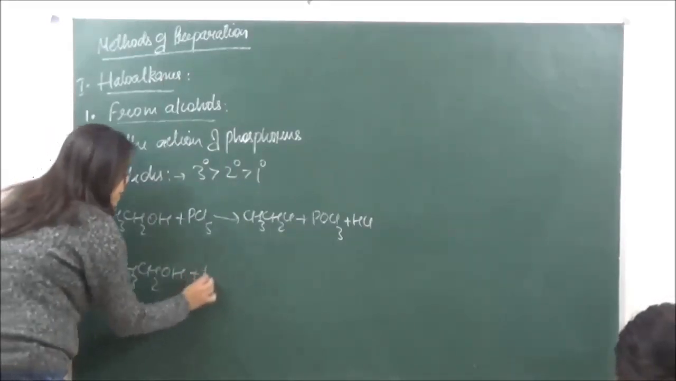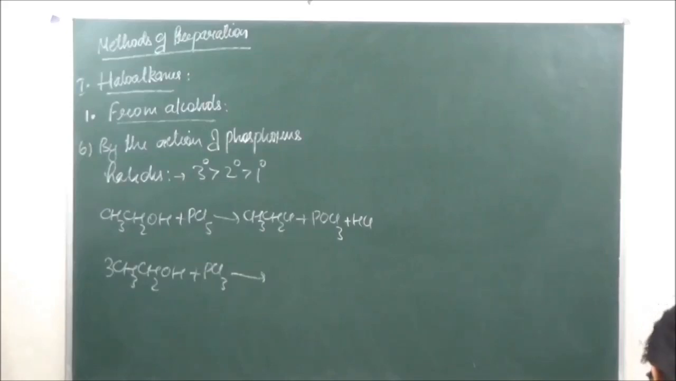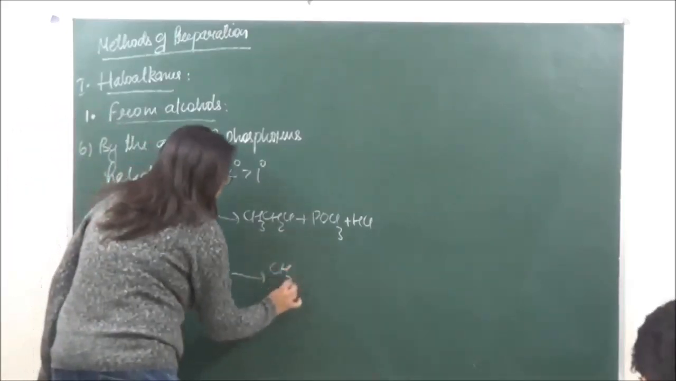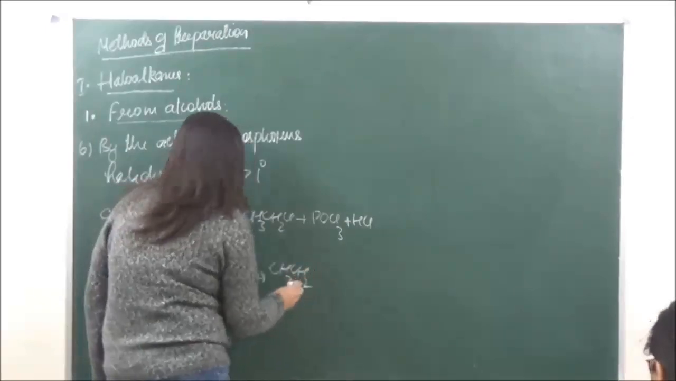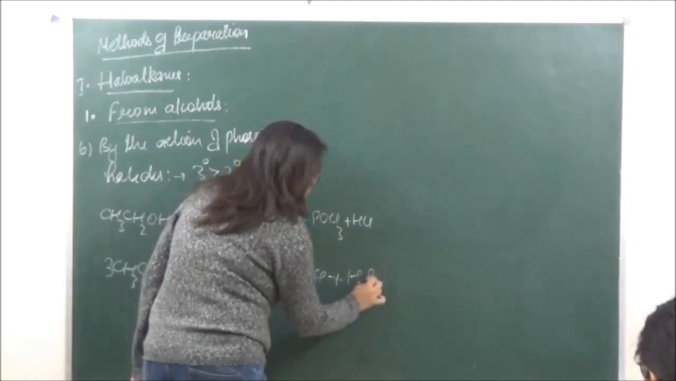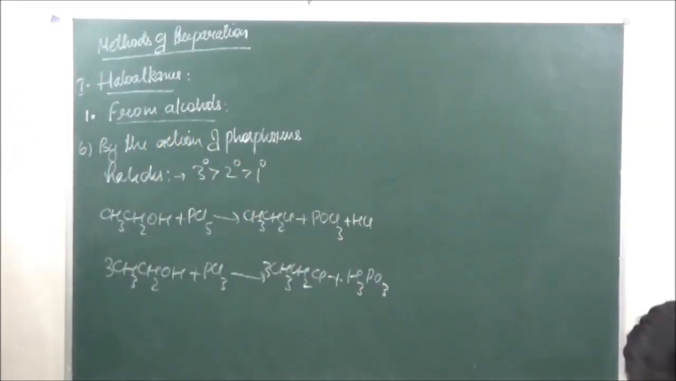A similar reaction can also take place by reacting it with PCl3. Okay, so when we react with PCl3, we are going to get CH3CH2Cl plus phosphorus acid, H3PO3, right? So order of reactivity again the same, 3 degree, 2 degree and 1 degree.